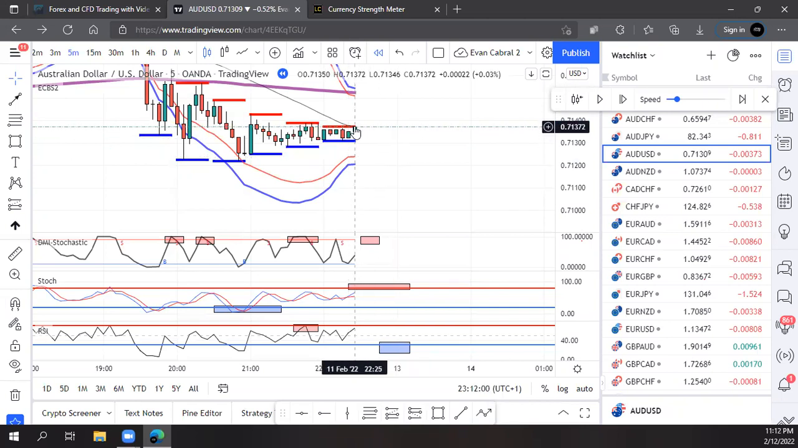So now we see that the market is at a resistance. That's our second confirmation, right? So that's 2 points for a sell. So what's the third?